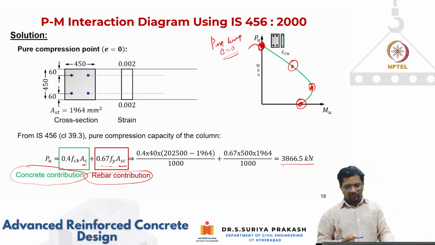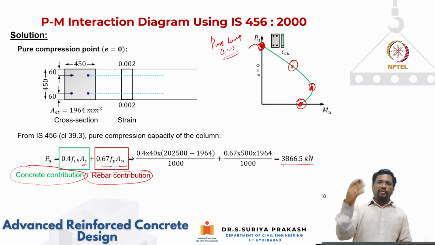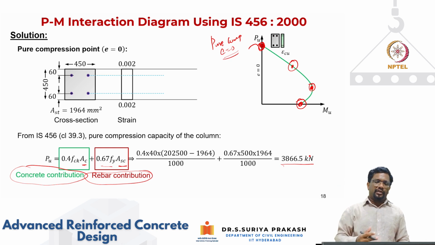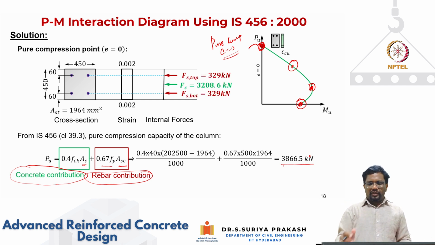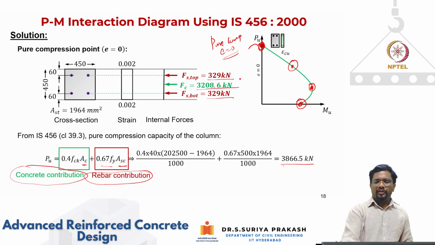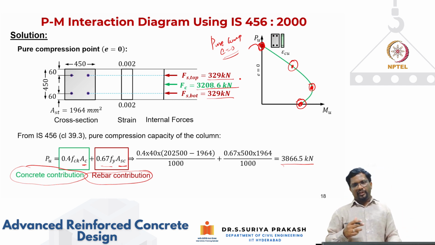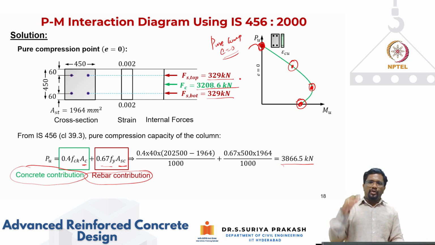3866.5 kilonewton. Okay, and we know from axial behavior, for any given stress-strain curve, you should be able to calculate the entire load-deformation behavior in pure compression, which is straightforward, right? So these are the forces. You can see here the top steel is, again, everything is in compression. So it is giving 329 and this is giving 329, and concrete is giving 3209.